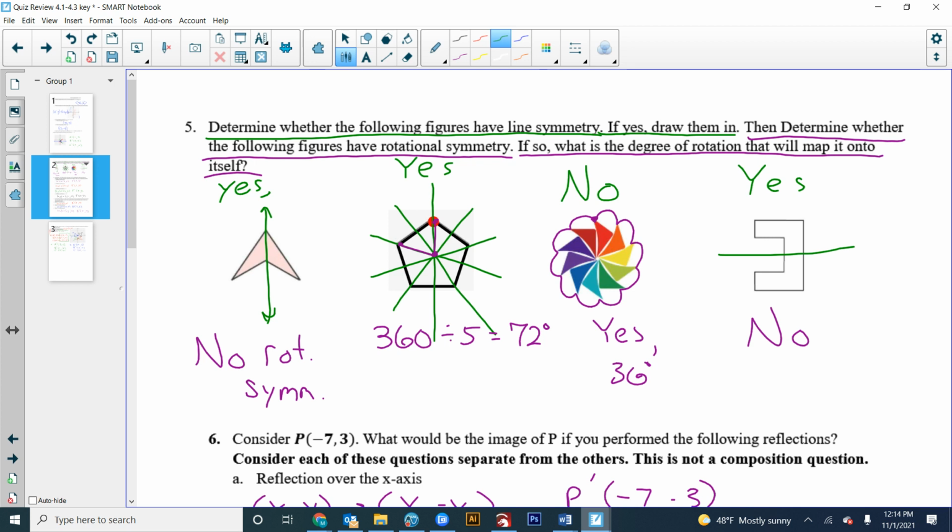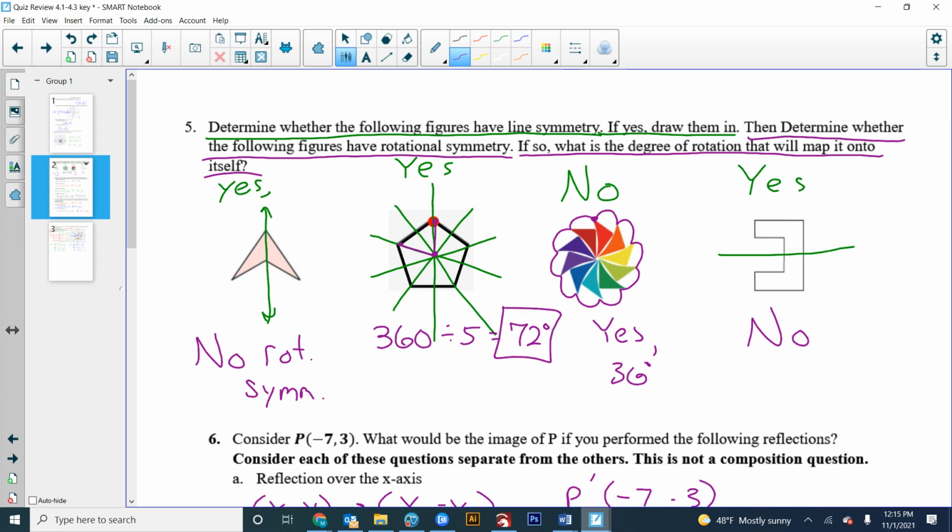And then rotational symmetry. Do you agree this red dot, when you rotate it, 1, 2, 3, 4, it would line up 5 times? Do you agree? If you rotate 360 degrees and it lines up 5 times, 360 divided by 5 is 72. So 72 is the angle of rotational symmetry.